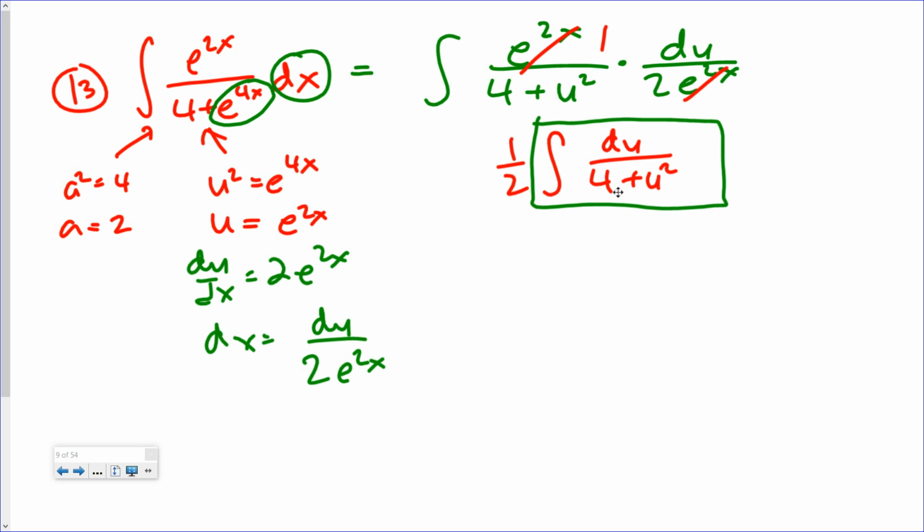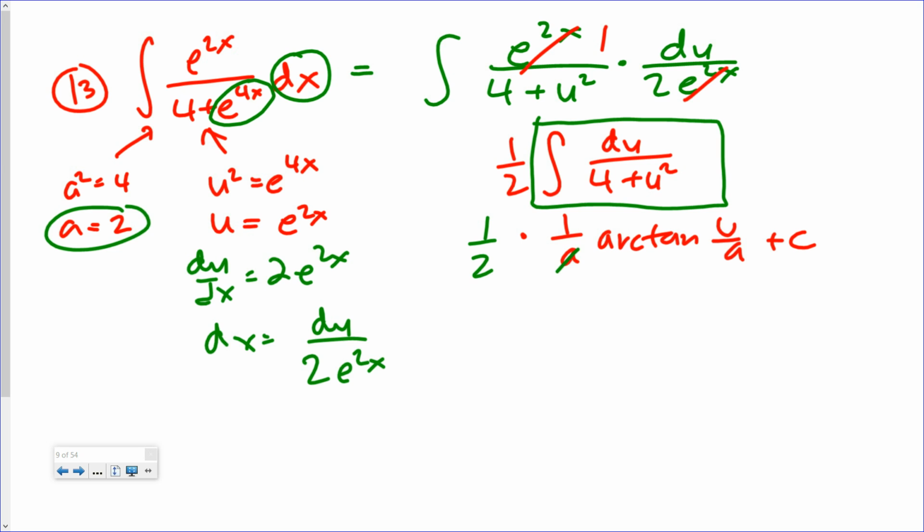Is this on my pink sheet? Do I have something on my pink sheet that says du over a squared plus u squared? Yes. So the answer to that, I know from my pink sheet, is 1 over a arctangent of u over a plus c. That's something you have to memorize. But I already kind of assumed it was an arctangent. So with all these assumptions, I know that a is equal to 2, so all my a's are 2, and I know that u is equal to e to the 2x, and then I'll let you take it from there. And what other questions did you guys have?